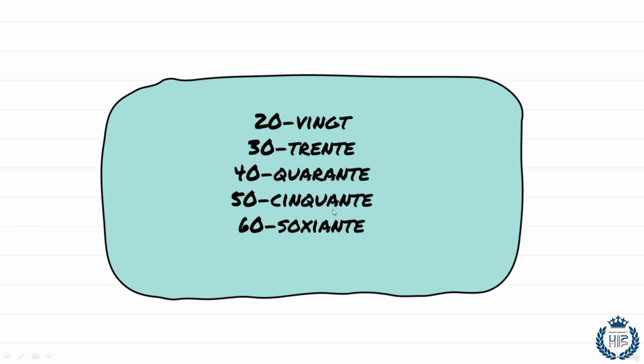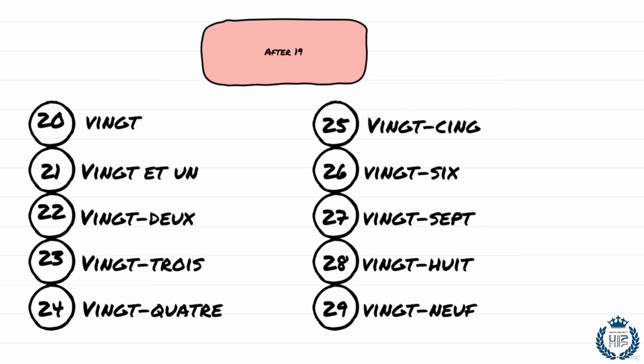So for 20, 30, 40, 50, 60, and 70, we have different words for each of them. These are the things that take memorization and a little bit of mental math, but with time you'll be able to learn them.